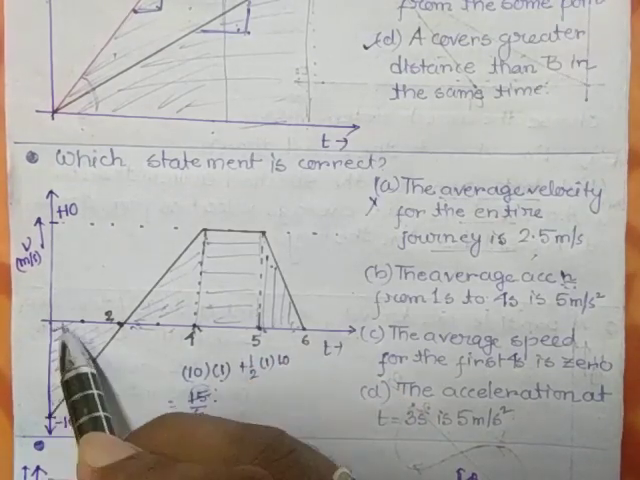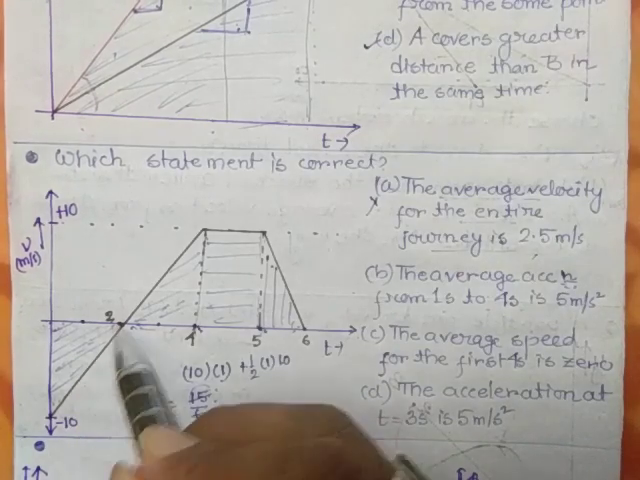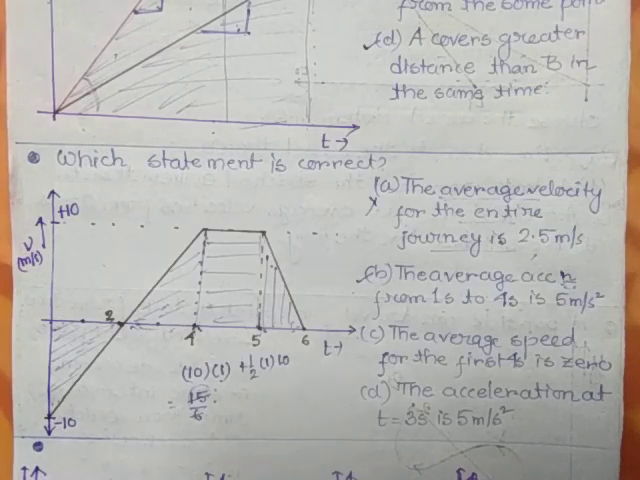Here also it is 10 and it is 2. It is also 10, so the slope is also 5 here. So the average acceleration from 1 second to 4 second is 5 meter per second square. It is true.